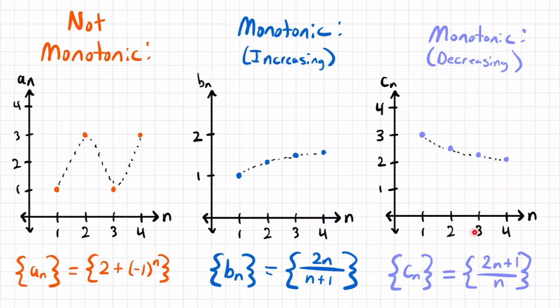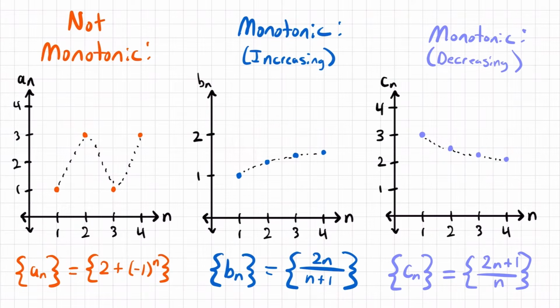And then for our last graph, this is an example of a monotonic sequence that is decreasing. Each subsequent term is going to be less than the previous term. And so this graph represents the sequence 2n plus 1 divided by n. At n equals 1, we have a term of 3. Then at n equals 2, we have 2.5. At n equals 3, we're even lower than 2.5. And at n equals 4, we get even lower. And so each subsequent term is smaller than the previous term, and so this is a decreasing sequence, which means it is monotonic.